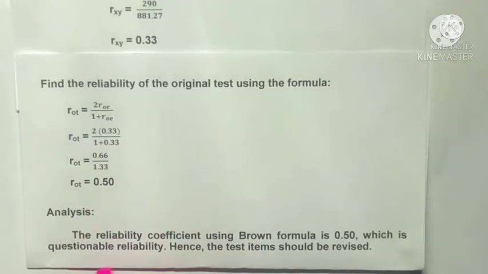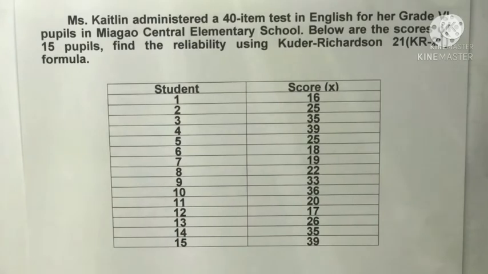So for the analysis, the reliability coefficient using Spearman-Brown formula is 0.50, which is questionable reliability. Hence, the test item should be revised. Let's proceed to example number 4.